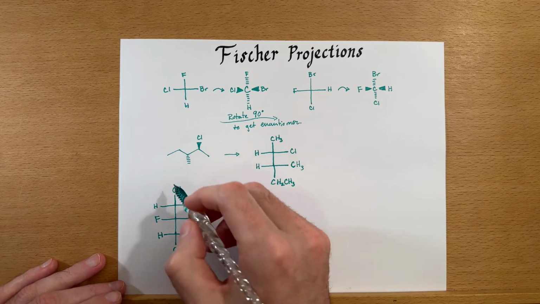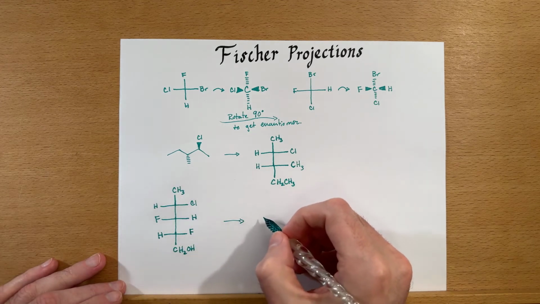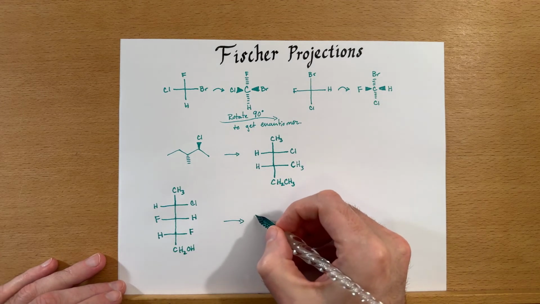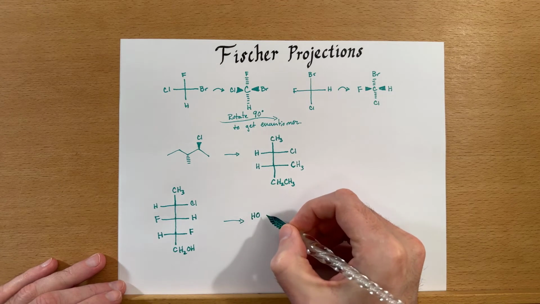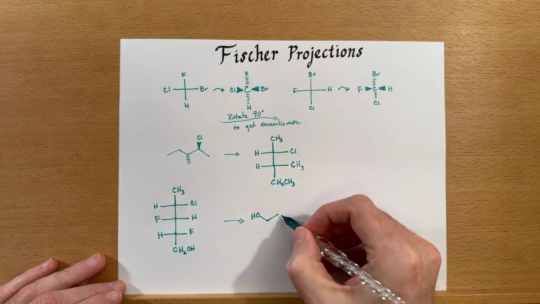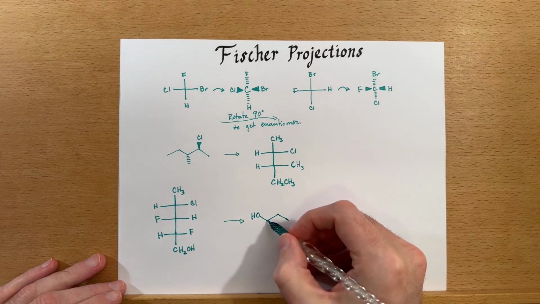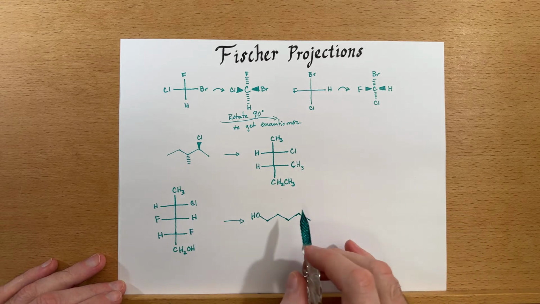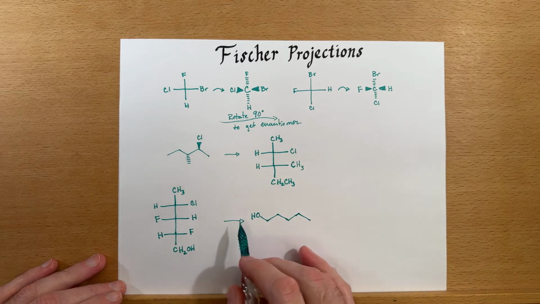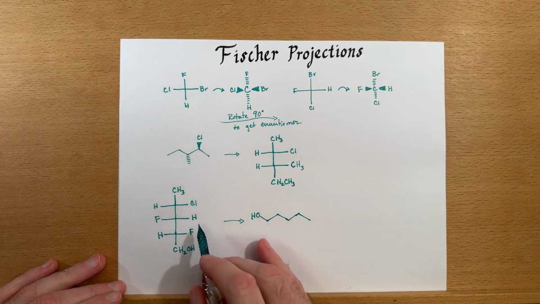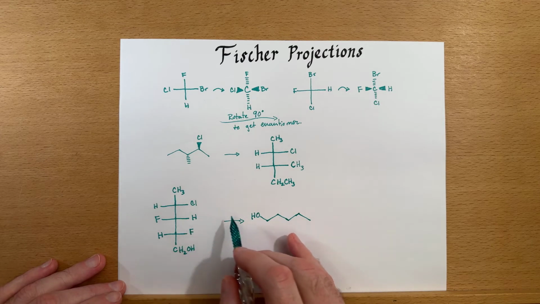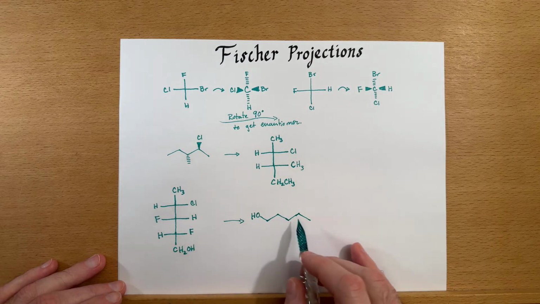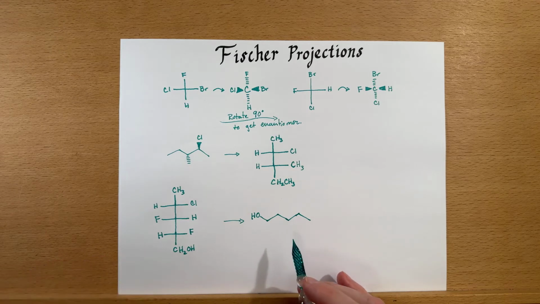So I will just draw the backbone of this first. So we have an alcohol here. That's part of the non-stereocenter part of the molecule. 1, 2, 3, 4, 5. And so now we need to decide whether we should have wedges or dashes for each of these pieces.